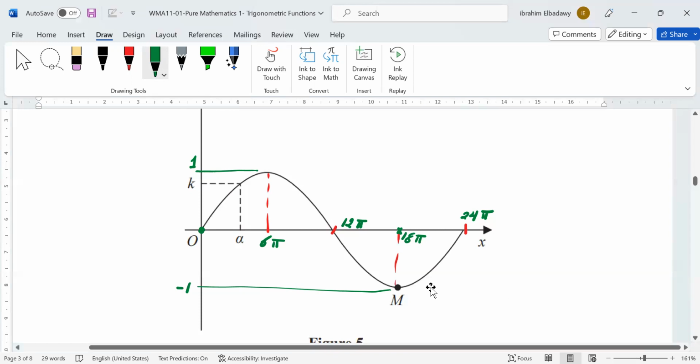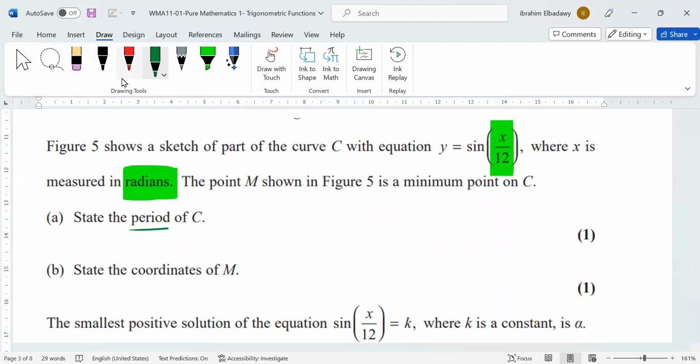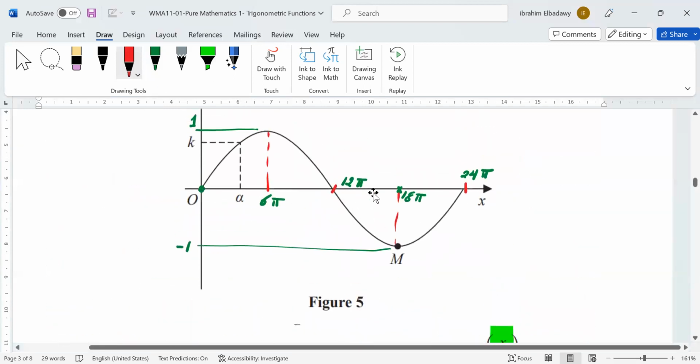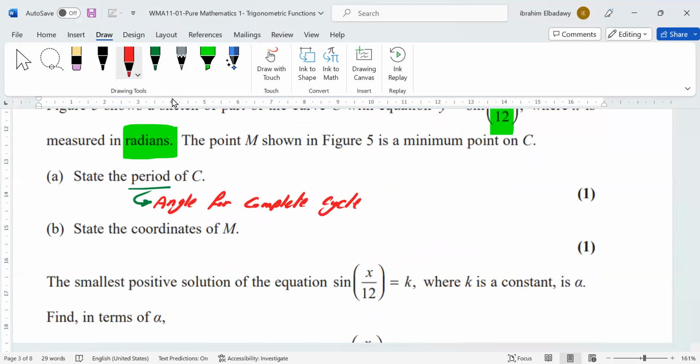This is your diagram. The first one, he says, state the period of C. As we mentioned, the period is the angle for a complete cycle. The diagram already gives you a complete cycle. Okay, this complete cycle is through what? Through 24 pi. The period here is 24 pi. The answer is period equals 24 pi.